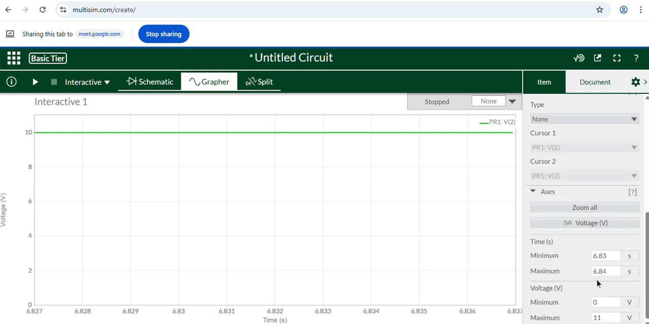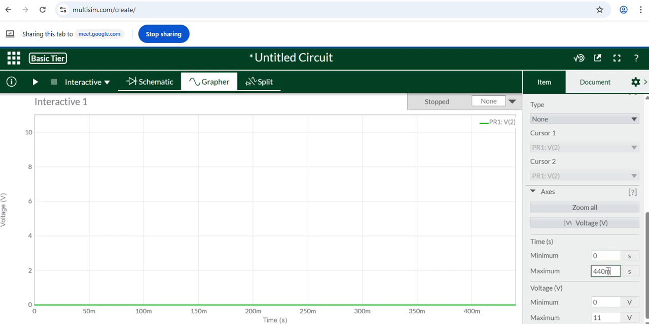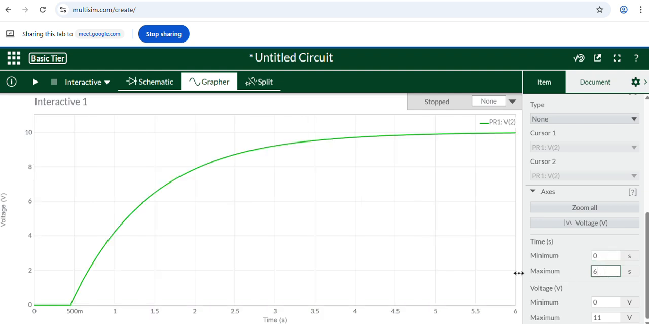Let's come to grapher. Let's start from minimum time 0 and maximum time, let's say 6. And this is the charging curve. At this instant, we changed the switch position. So capacitor started charging and till over here, this is almost fully charged. So I hope this is clear now.